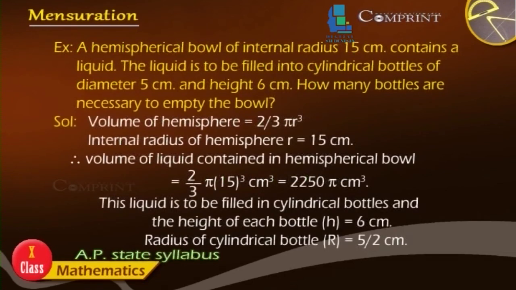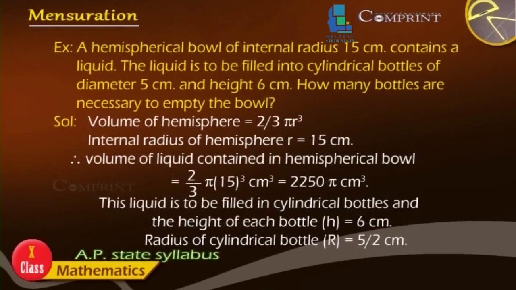Example: a hemispherical bowl of internal radius 15 centimeters contains a liquid. The liquid is to be filled into cylindrical bottles of diameter 5 centimeters and height 6 centimeters. How many bottles are necessary to empty the bowl?